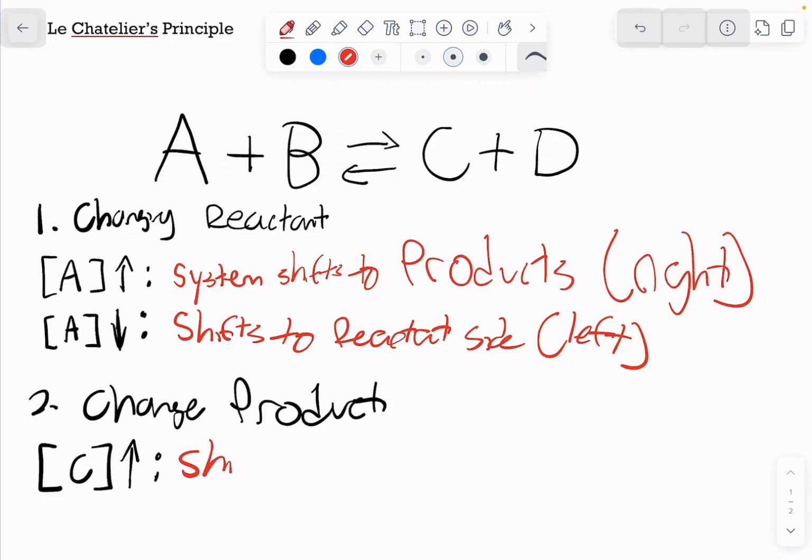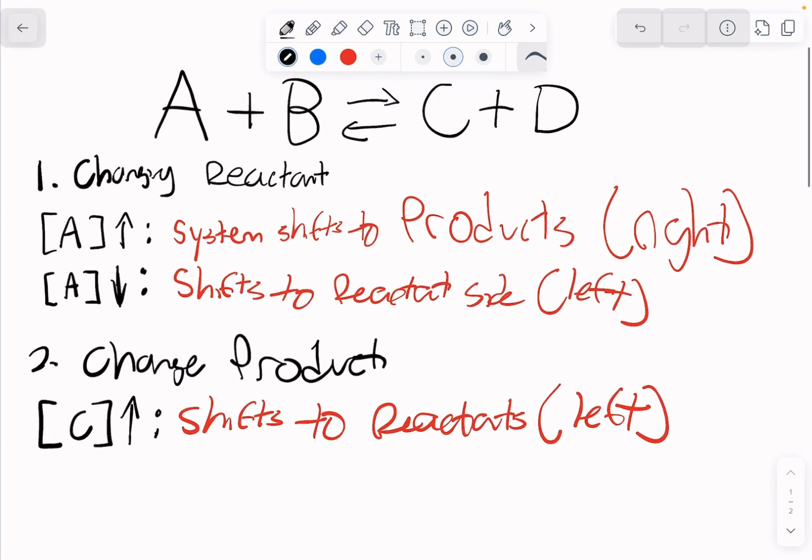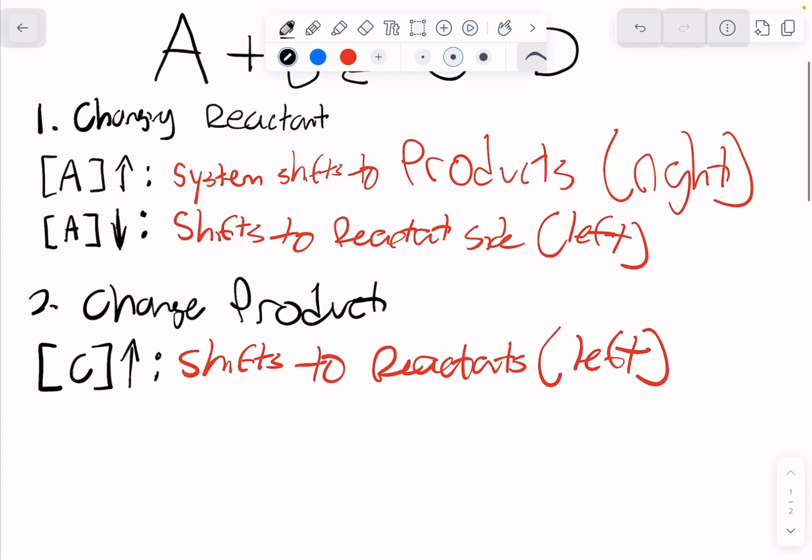So the system shifts to reactants, left. You know, we added more C to the system, and the system's like, bro, we have too much of the C now. Like, what are we doing? We were in perfect equilibrium. You added more C, so I'm gonna use that C to create more reactants. I'm using that excess C, and by using that excess C, I'm causing more reverse reactions, favoring the reactants, creating more reactants. It's using up that excess product that you added to create more reactants to balance it out.